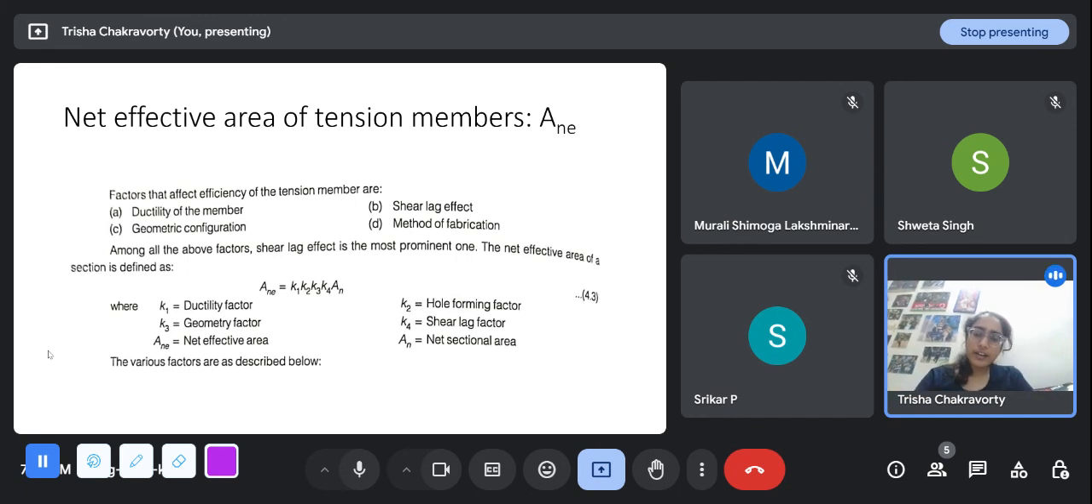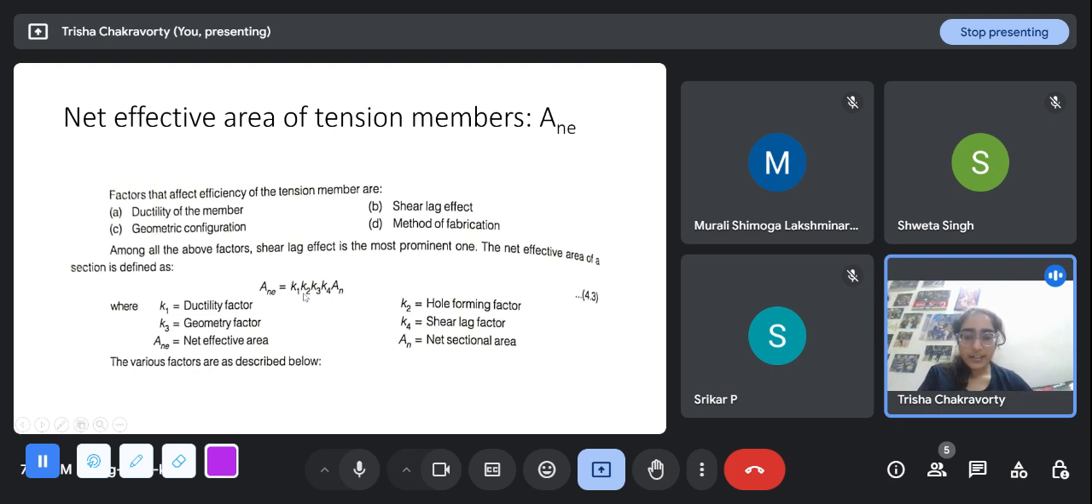The net effective area of the section is defined as ANE equals K1 into K2 into K3 into K4 into AN. I remember that it is similar to 4 Ks we also encounter in the calculation of wind loads in IS 800 part 3. In the calculation of wind loads also, there were 4 k factors. That has nothing to do with this one. I just mentioned it because I remembered it.